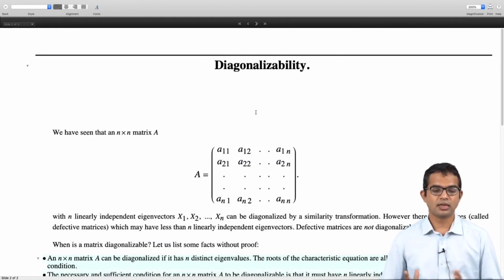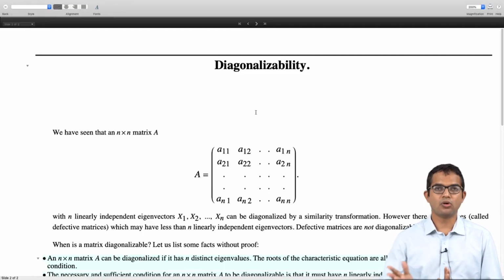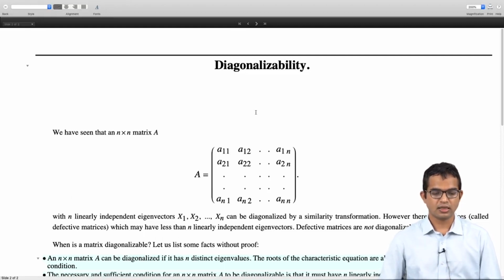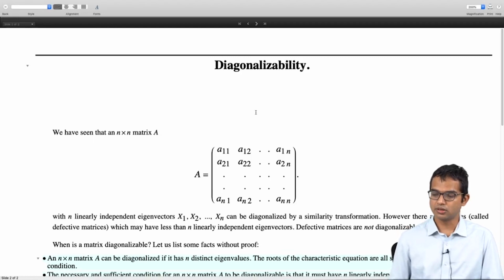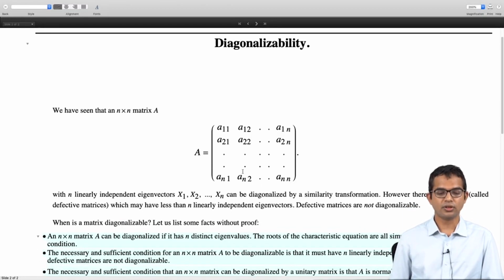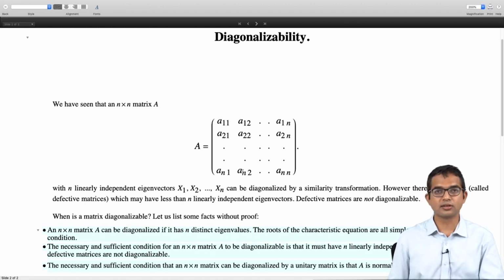Okay, so consider an n by n matrix A. So you have all these elements of your matrix, right? If it has n linearly independent eigenvectors, it can be diagonalized by a similarity transformation, right? But there are matrices which don't have n linearly independent eigenvectors, right? And they are called defective matrices. And so defective matrices are not diagonalizable, right?